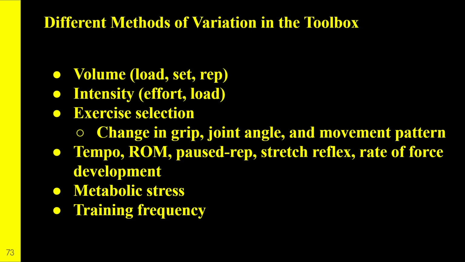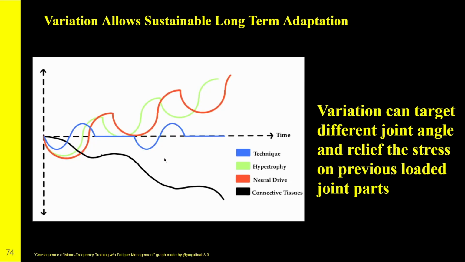There are different methods of variation that we can use to fight against accommodation. We can change up our volume, intensity, exercise selection, tempo, range of motion, pulse rep, stretch reflex, rate of force development, metabolic stress, and training frequency. Refer back to the SRA topic that we talked about. If we use the same frequency over a long period of time, eventually our connective tissue, tendons and joints will collapse. And fatigue management is important, and variation is actually a part of fatigue management.